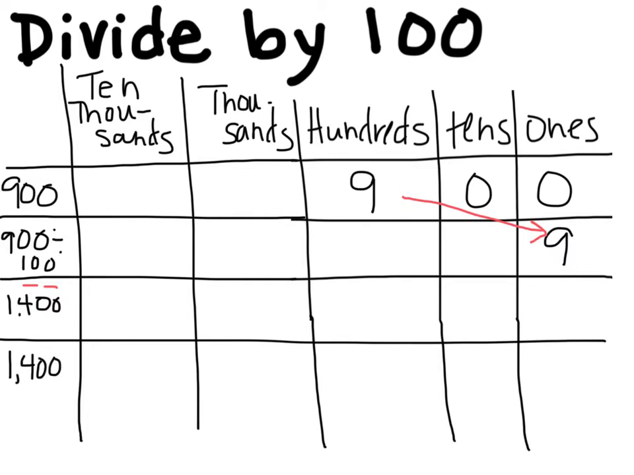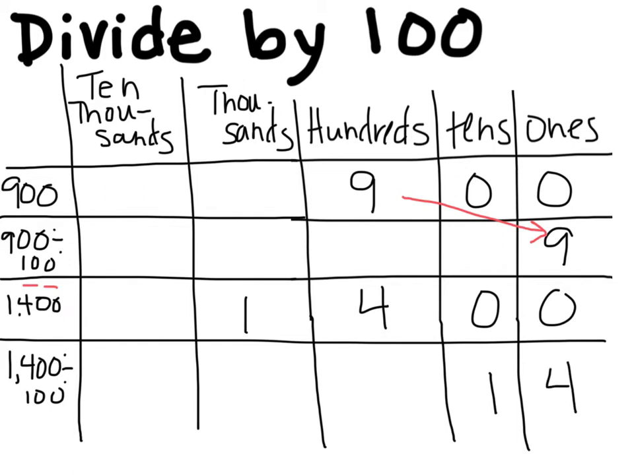So we'll begin by placing our 1,400 into our place value chart with the 1 in the thousands place, a 4 in the hundreds, and a 0 in each the tens and the ones. We can think of 1,400 as 14 groups of 100, right? So when we divide by 100, we know our answer will be 14, which will place a 1 in the tens place and a 4 in the ones place.